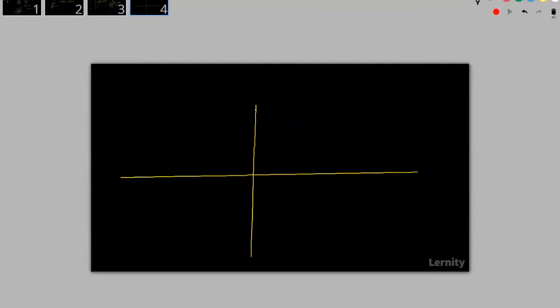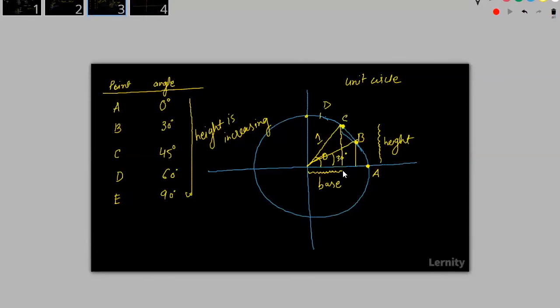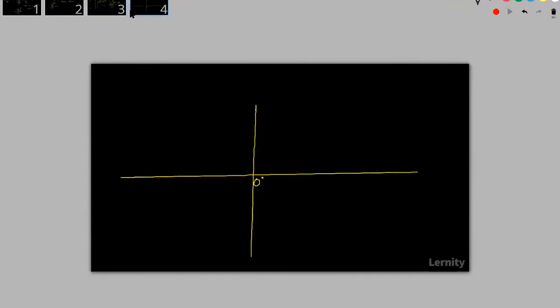Fine. So if I write 0 degree, what will be the value of sine theta for 0 degree? It is 0. So that means for sine 0, the value is 0. So I will mark this point.